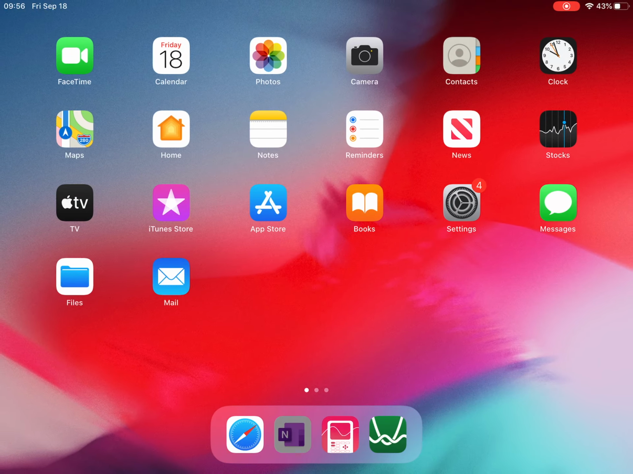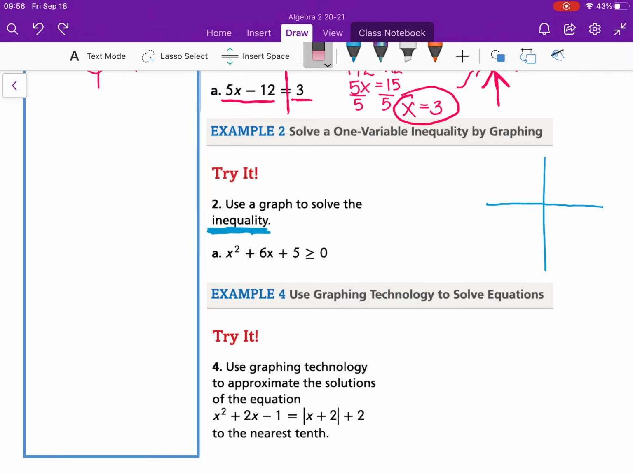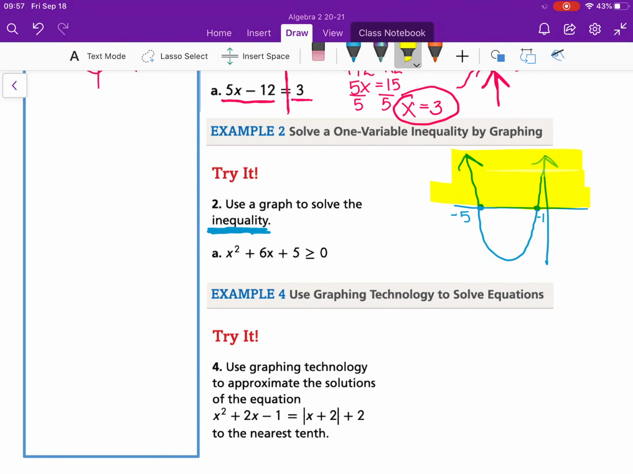So -5 and -1 are our special points. Let's look here. So -1 and -5 were our special points. And then we had all shading. So if I use a highlighter, all my shading was up here, right? All right. So that means that this piece works and this piece of the graph works.